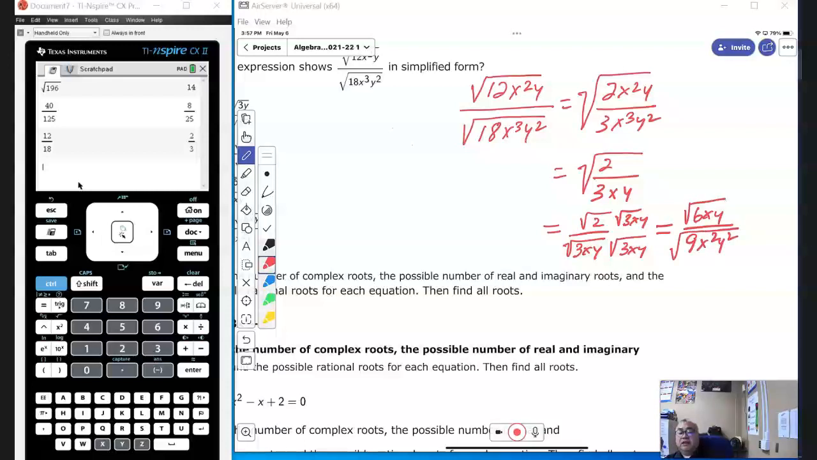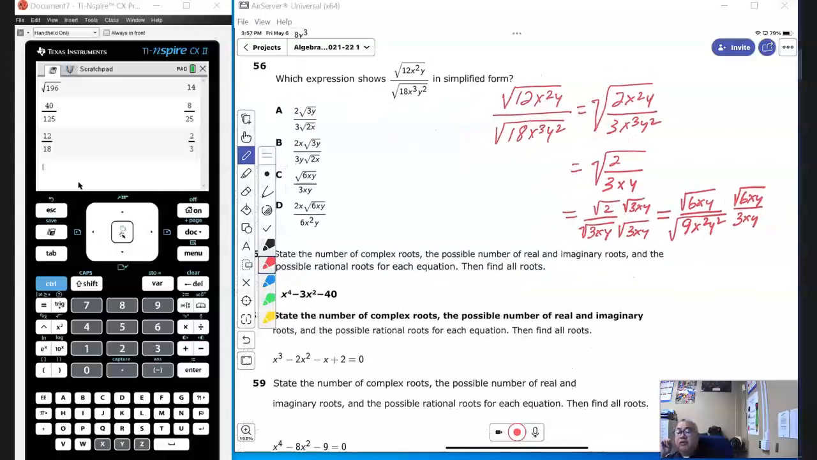So what is the square root of 9x squared y squared? It's going to be 3xy, and in the numerator, it's the square root of 6xy. So your answer will be C. And once again, what we did here is we call rationalizing the denominator. You have to multiply times the square root of 3xy on the numerator and also in the denominator.